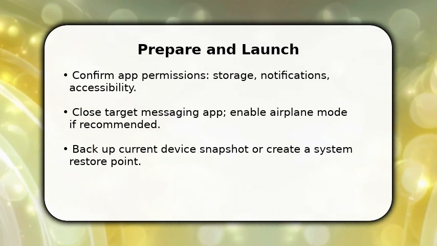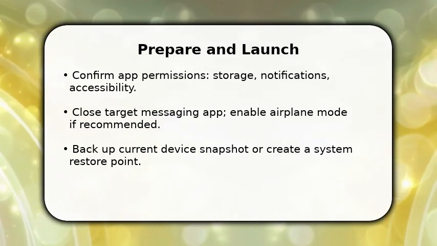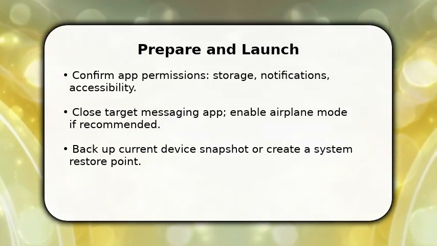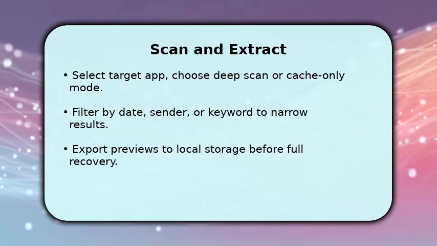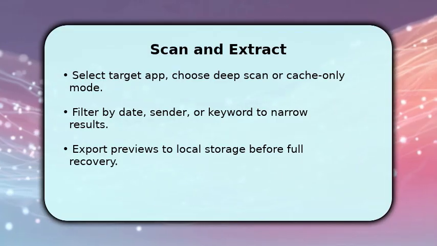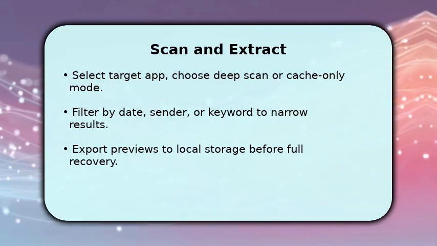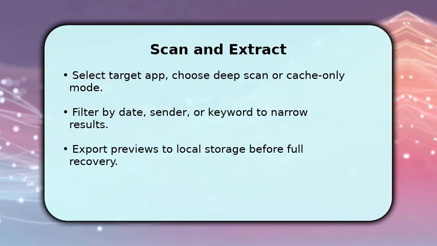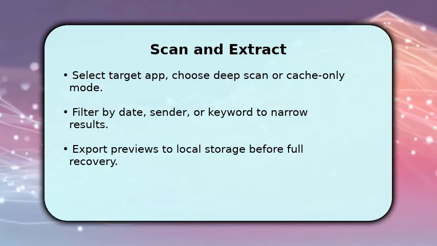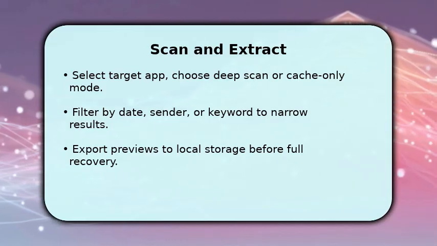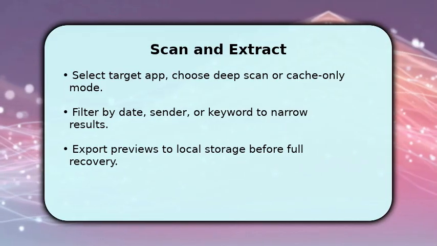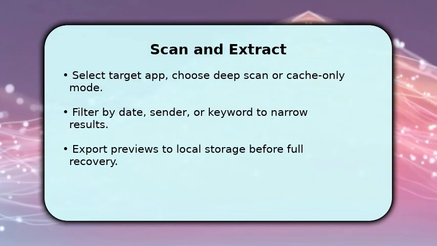You now select the messaging app and pick a scan intensity. Deep scans search internal caches and deleted SQLite records while cache-only is faster. As the app scans, use filters like date range, sender name, or keyword to shrink results and speed extraction. Once you see previews, export those items to local storage or a secure folder before attempting full recovery, because exporting prevents accidental data loss during subsequent write operations.